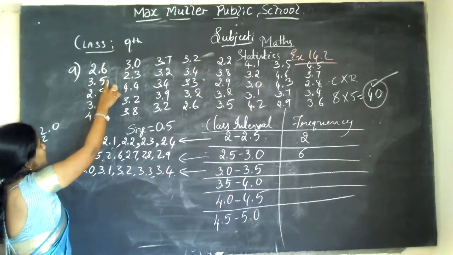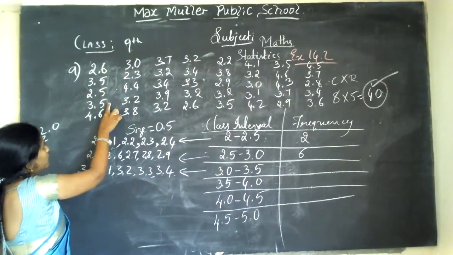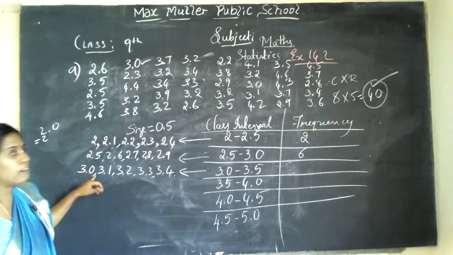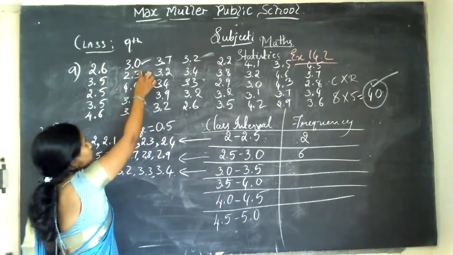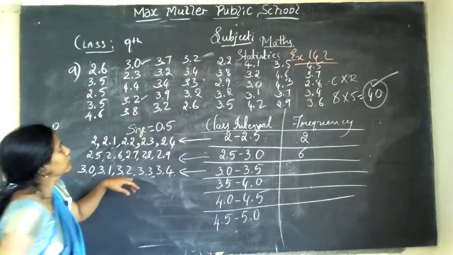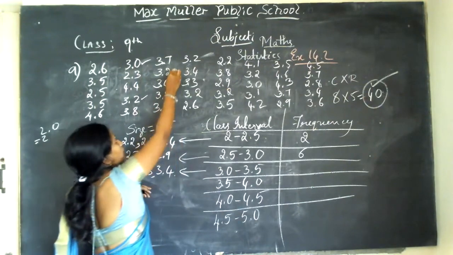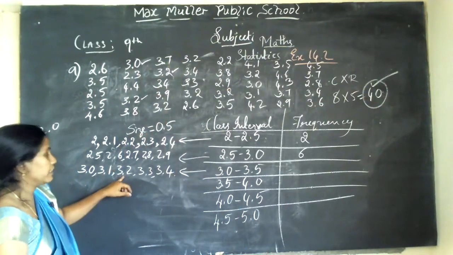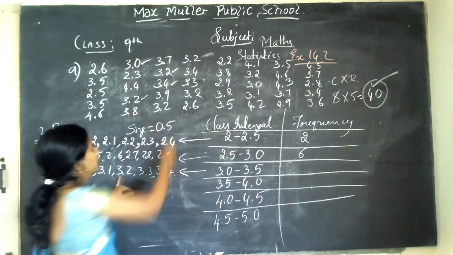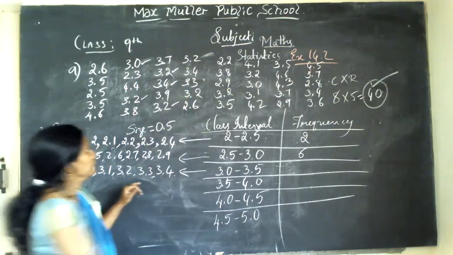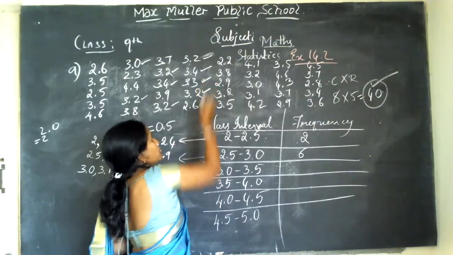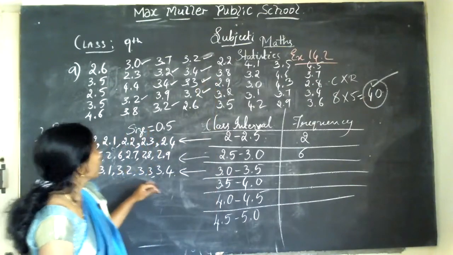3.5, don't consider it. 2.5, don't consider. 3.0, you can consider because here you have 3.0. Next, 3.2, you can consider. Here you have, don't consider. 3.7, don't consider. 3.2, here you have 3.2. 3.4, consider. Next column, 3.2, 3.4, 3.3, 3.2 also you can consider.